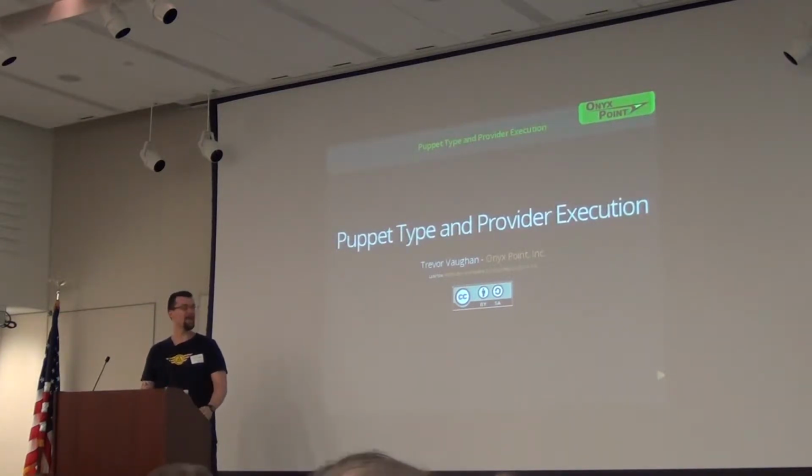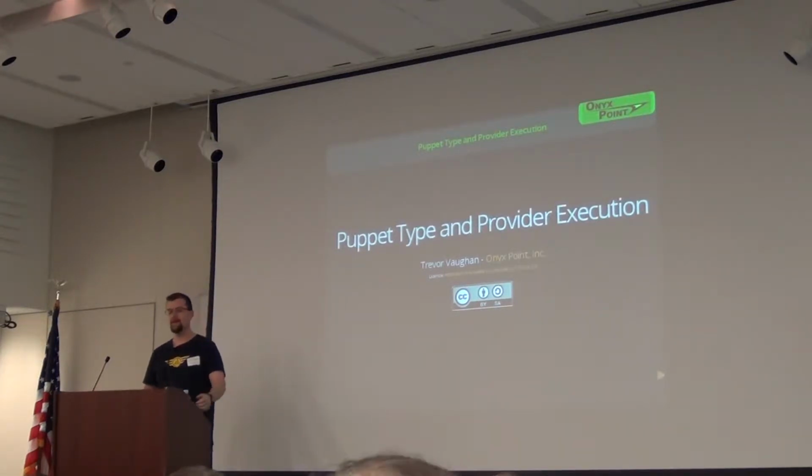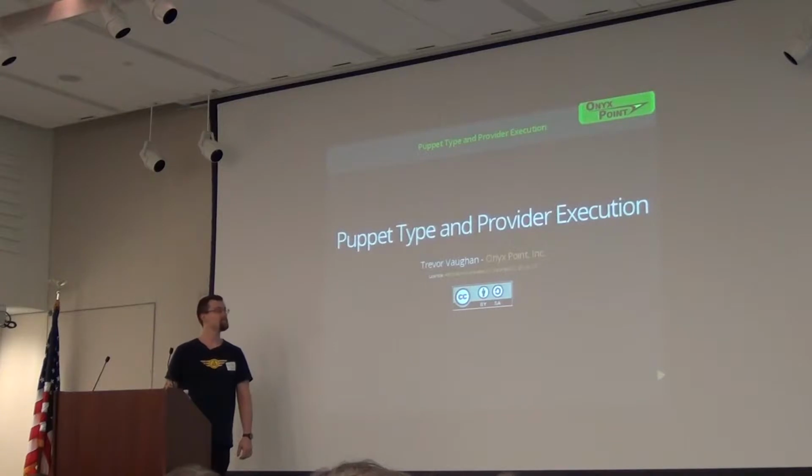So my name is Trevor Vaughan. I am one of the owners of Onyx Incorporated. We are a government contracting company like everybody else around here. And we do a lot in terms of systems automation, large-scale system deployments, and security. So enough about me. We'll get on to talking about types and providers.